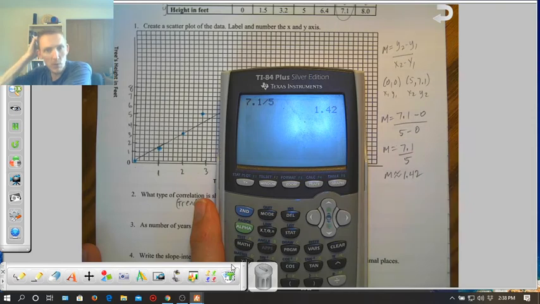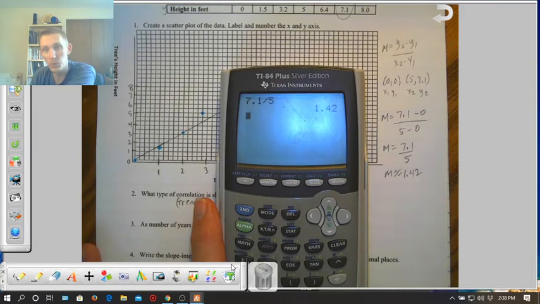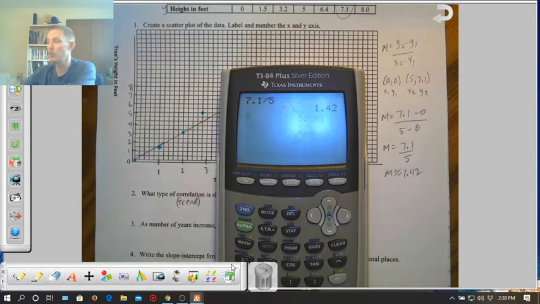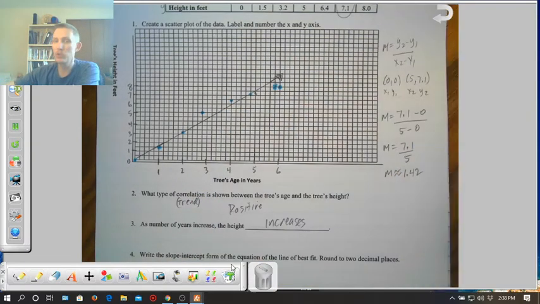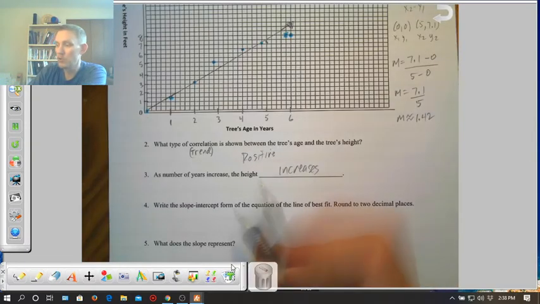1.42. Now remember, you may use different points, and you might get a slope that's slightly different, and that's okay. If your slope is close to 1.4, if it's 1.5, 1.6, or if it's 1.3, 1.2, then we're in pretty good shape. So let's go back over here to write our equation.